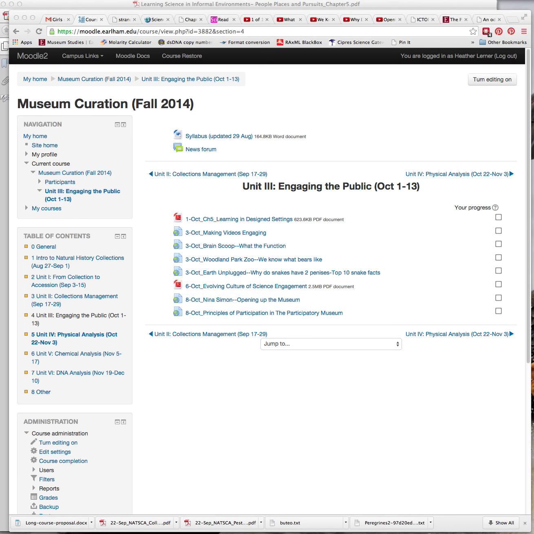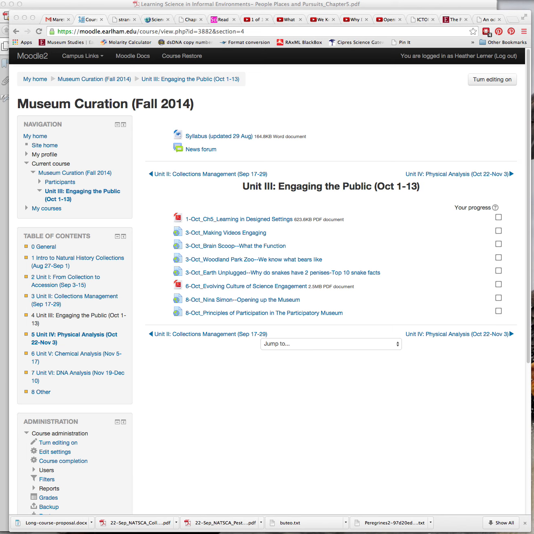About the whole unit and why we're reading what we're reading and when, and then I'm going to go right into the reading for today. Because this is a natural history collections class, I think it's most appropriate to cover science learning and public engagement with science, not just visitor engagement at any museum. So we'll start this unit with a reading about learning science in informal environments.